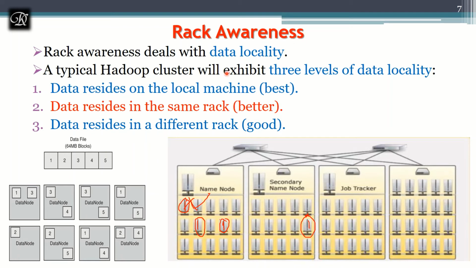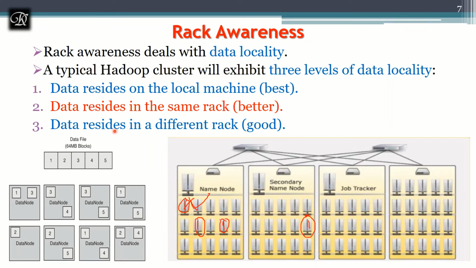That's why. And in rack awareness, there are 3 cases: best case, better case, and good case. The best case is data resides on the local machine, on the same data node where the computation is going on. That is the best case. And data residing in the same rack is better, as we have discussed now.